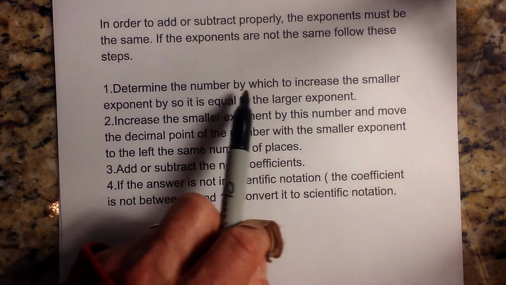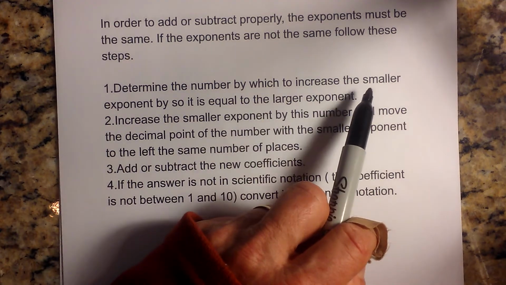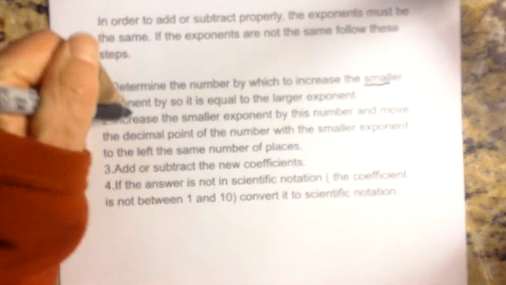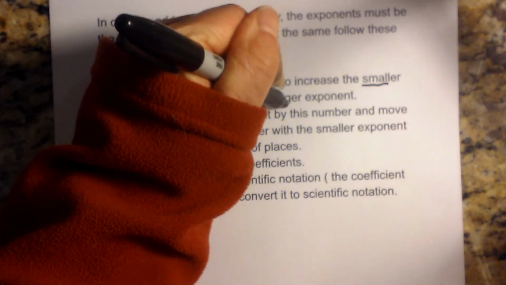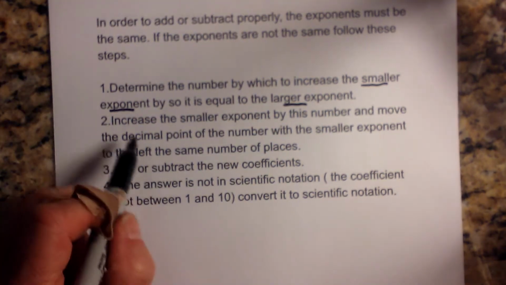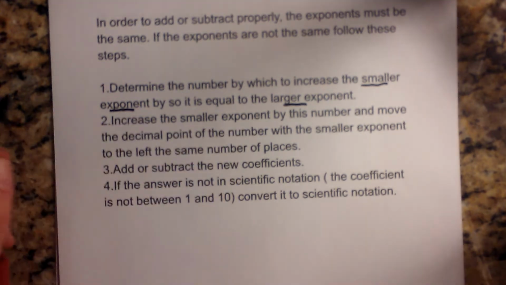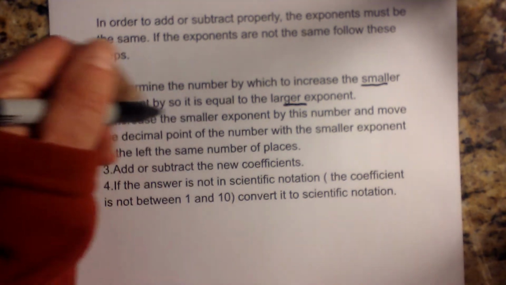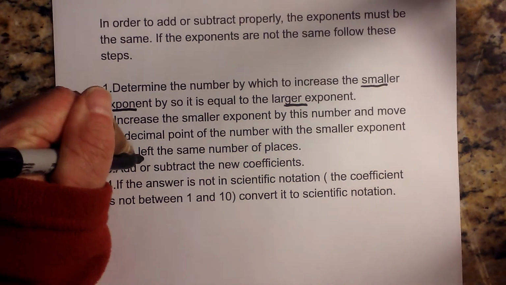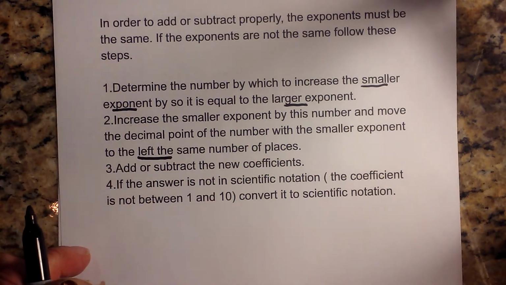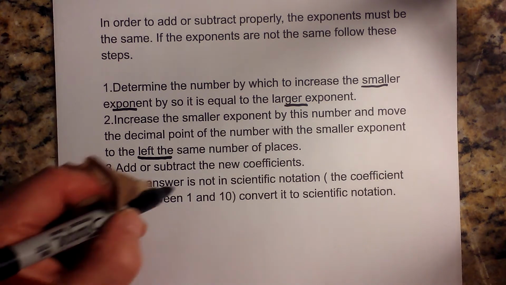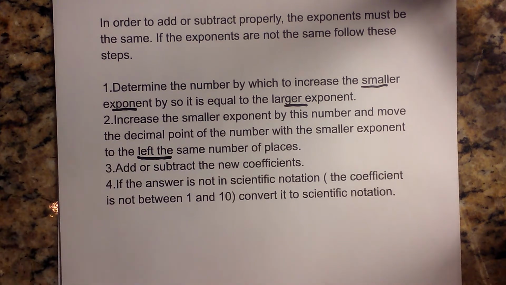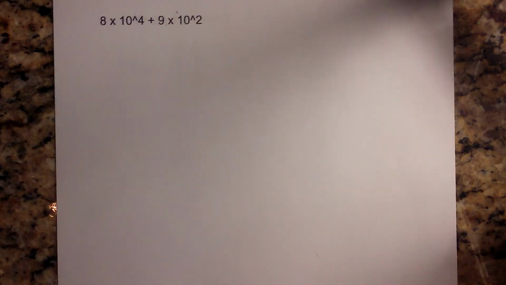First, determine the number by which to increase the smaller exponent. Okay, so you always work with the smaller exponent in order to equal the larger. Then you'll increase the smaller exponent by this number and move the decimal point of the number with the smaller exponent to the left. So you'll be moving the decimal to the left, and then you add and subtract the new coefficients, and then if it's not in scientific notation, you'll need to convert it. Okay, so let's work an example using these guidelines.